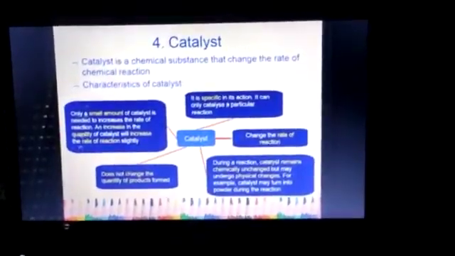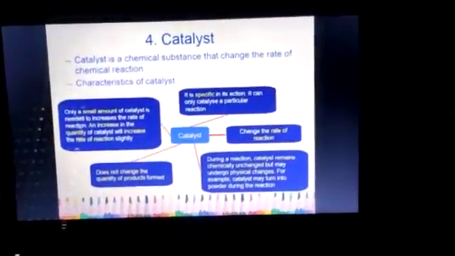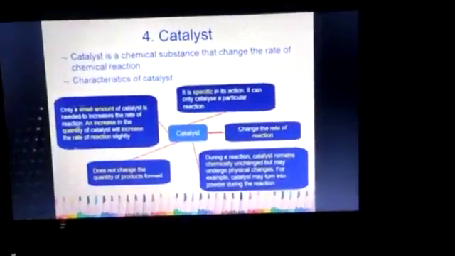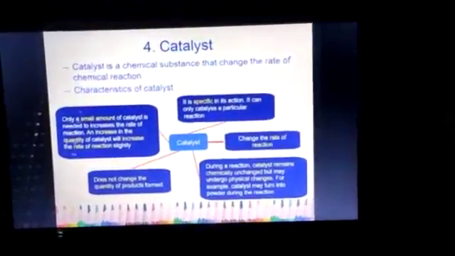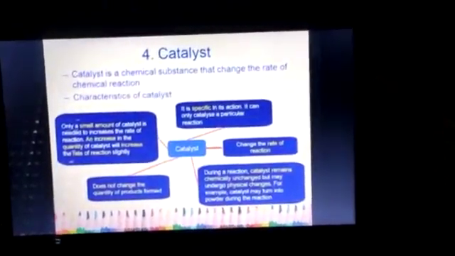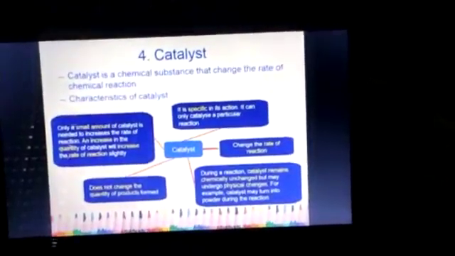During the reaction, the catalyst remains chemically unchanged but may undergo physical changes. For example, a catalyst may turn into powder during the reaction. It does not change the quantity of products formed. Only a small amount of catalyst is needed to increase the rate of reaction. An increase in the quantity of catalyst will increase the rate of reaction slightly.